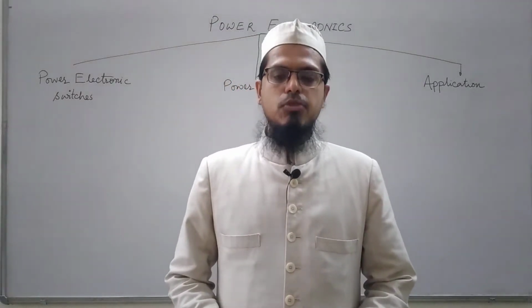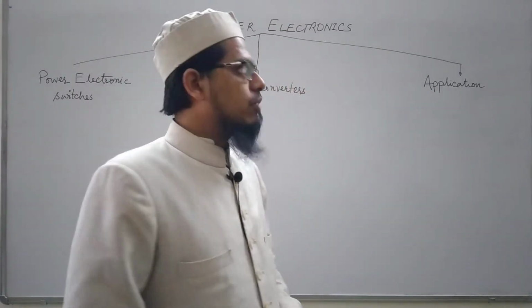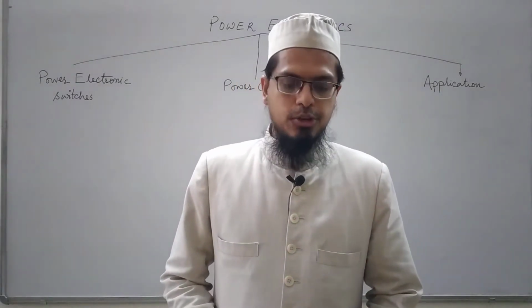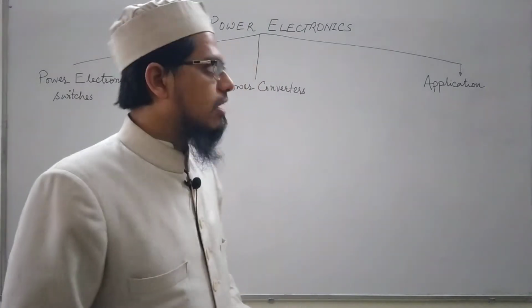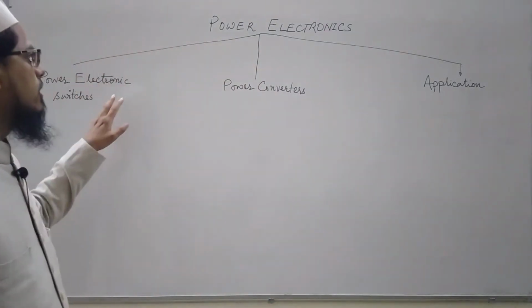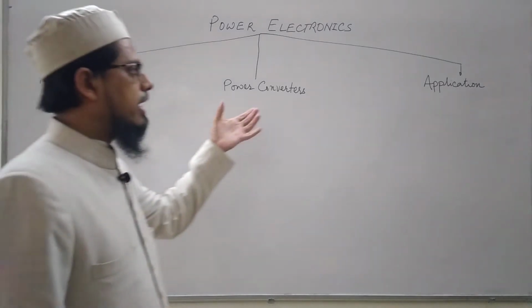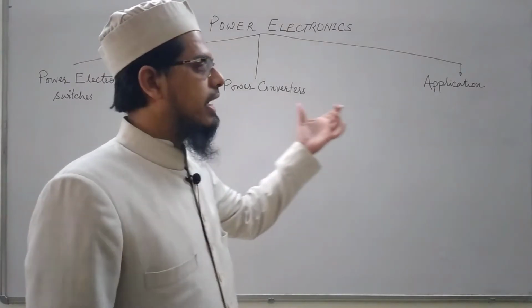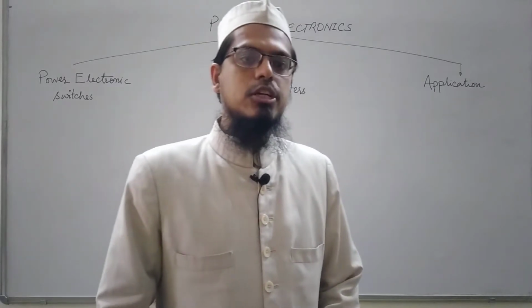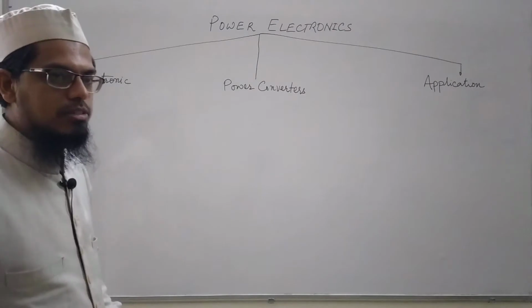In today's lecture we would be seeing how we can classify power electronics. Power electronics basically can be classified in this way that I have shown here on the board. We have the power electronic switches, and then there are power converters, and then there are areas where power electronics is used. So let's start with the power electronic switches.